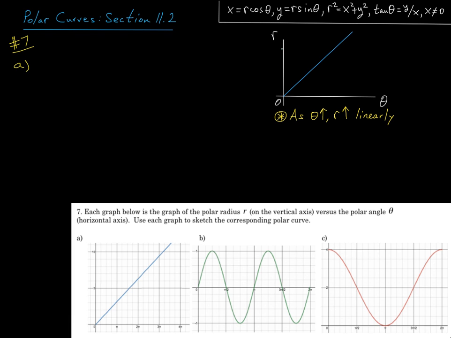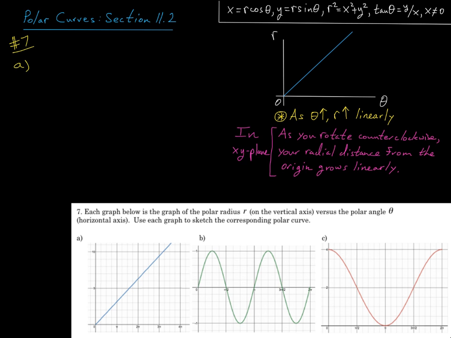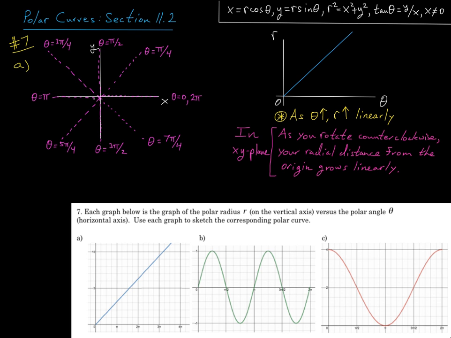Okay, and looking at part A, we see that the polar radius r depends on the rotation angle theta linearly. So this translates to the following in the xy plane. As you increase theta, in other words, as you rotate counterclockwise in the xy plane, your radial distance r from the origin grows linearly. To sketch the corresponding polar curve, note that when theta is 0, r is 0, so that puts us at the origin.